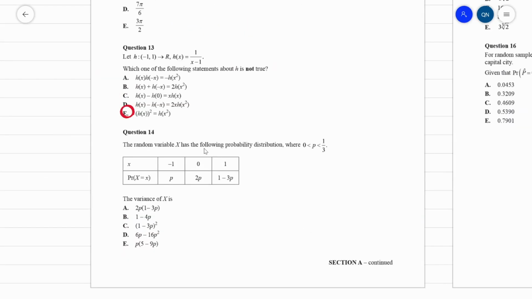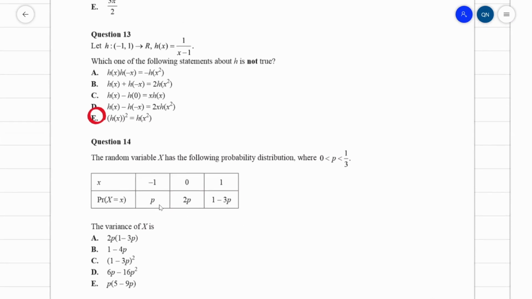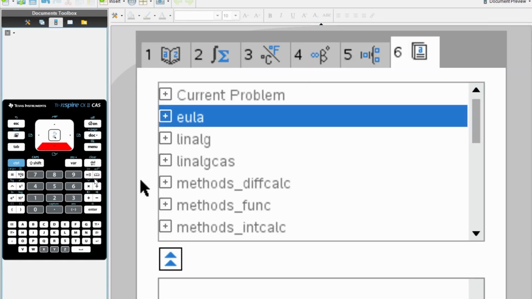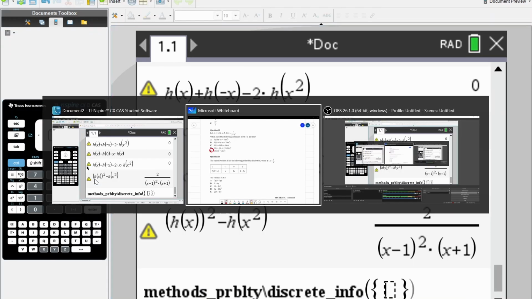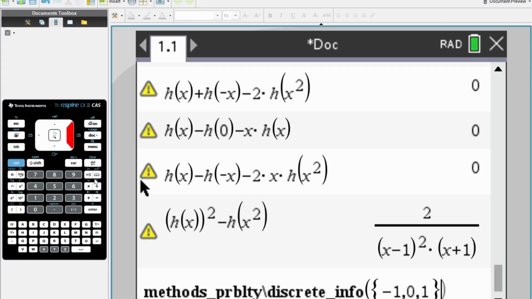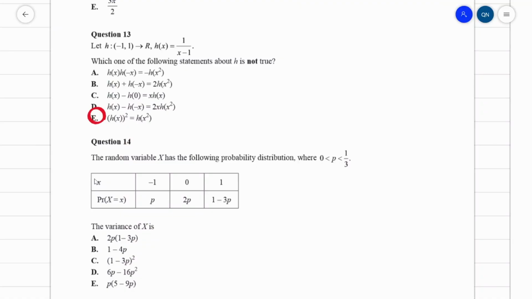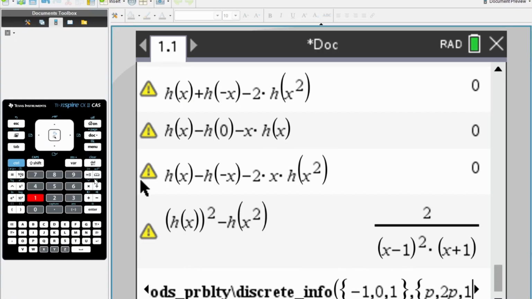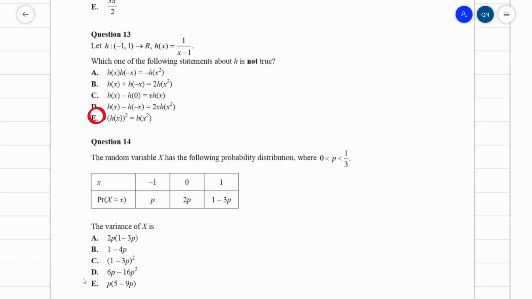Okay, question 14. Random variable x has the following distribution, where p is between 0 and a third. Find the variance. You could just do it manually. Hopefully you know the formula for variance: it's E of x squared minus E of x, but the whole thing squared. Or you could use discrete info, which is in the probability library, and you put in the list of x values, -1, 0, 1, and then the corresponding list of probabilities, which is p, 2p, and finally 1 minus 3p. And there's your variance. It doesn't seem to match any of those answers.